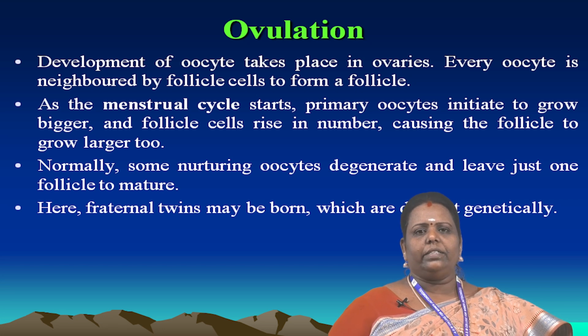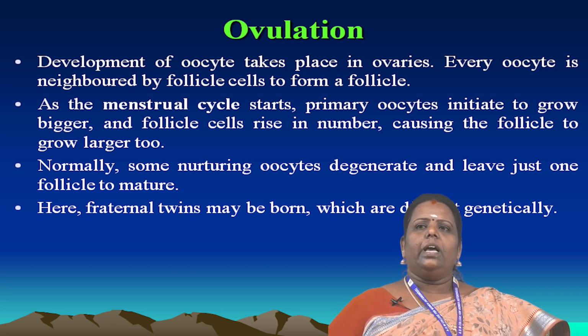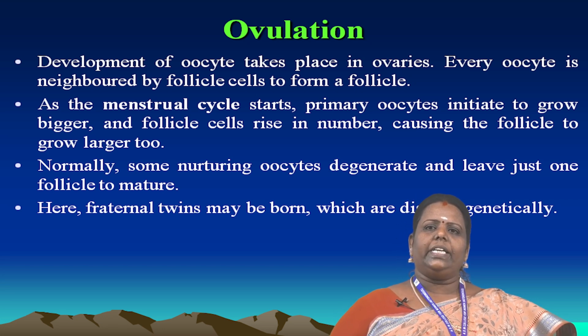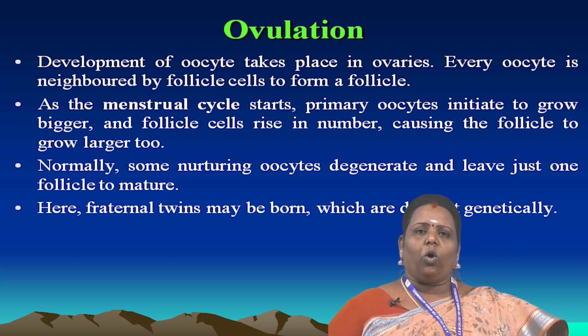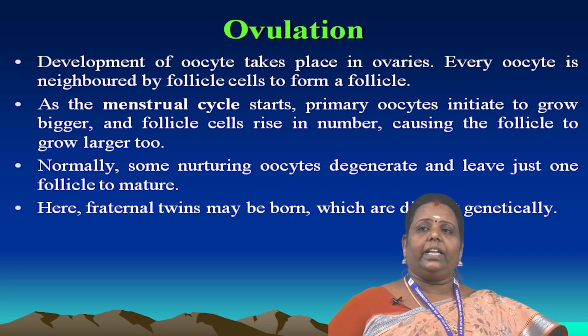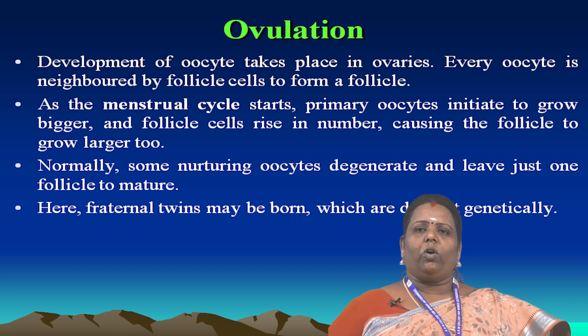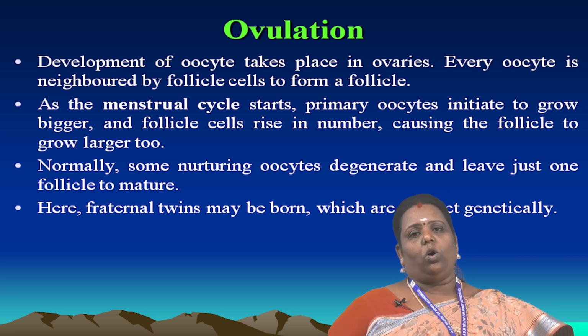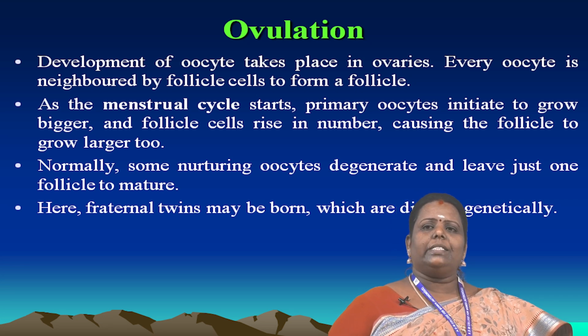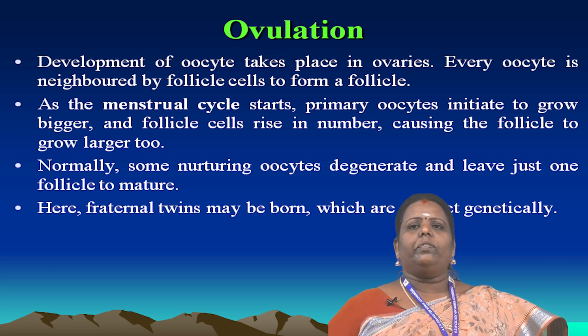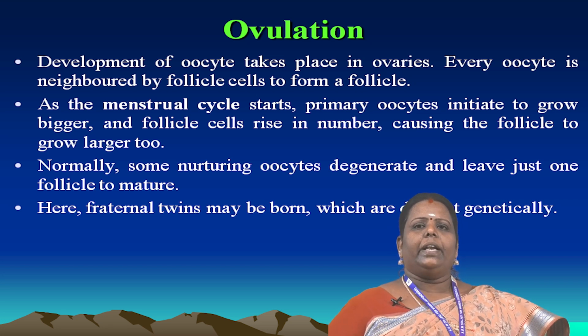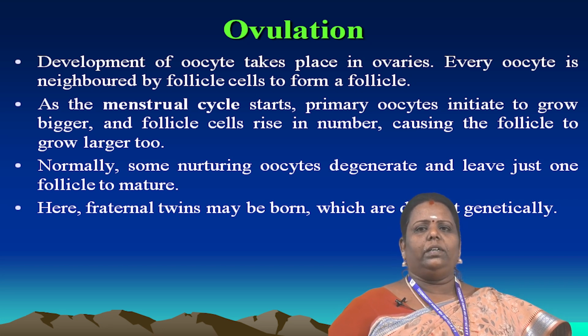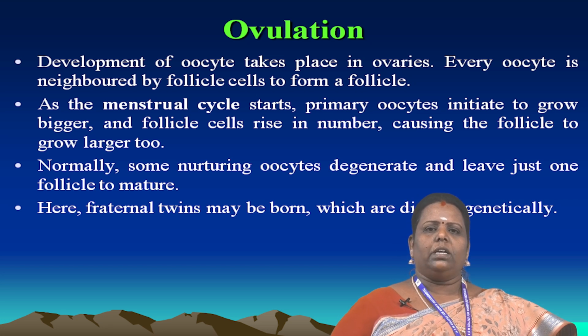The cycle occurs over 28 days. The primary oocyte is initiated and grows bigger, and the follicle cells also increase in number, causing the follicle to grow larger too. Normally, some of the maturing oocytes degenerate. After that, they degenerate and leave just one follicle to mature.